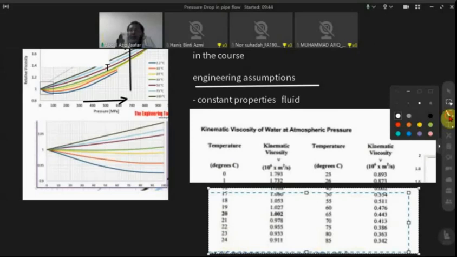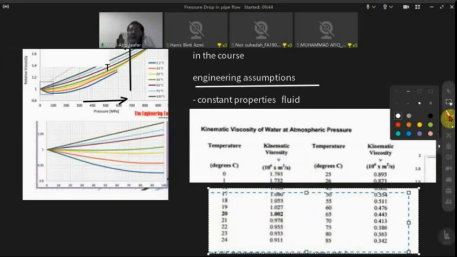And then we look at the tabulated data for the dynamic viscosity of water. From what we see, the kinematic viscosity of water at atmospheric pressure at room temperature, about 20 degrees, is about 1.002 times 10 to the power of minus 3.